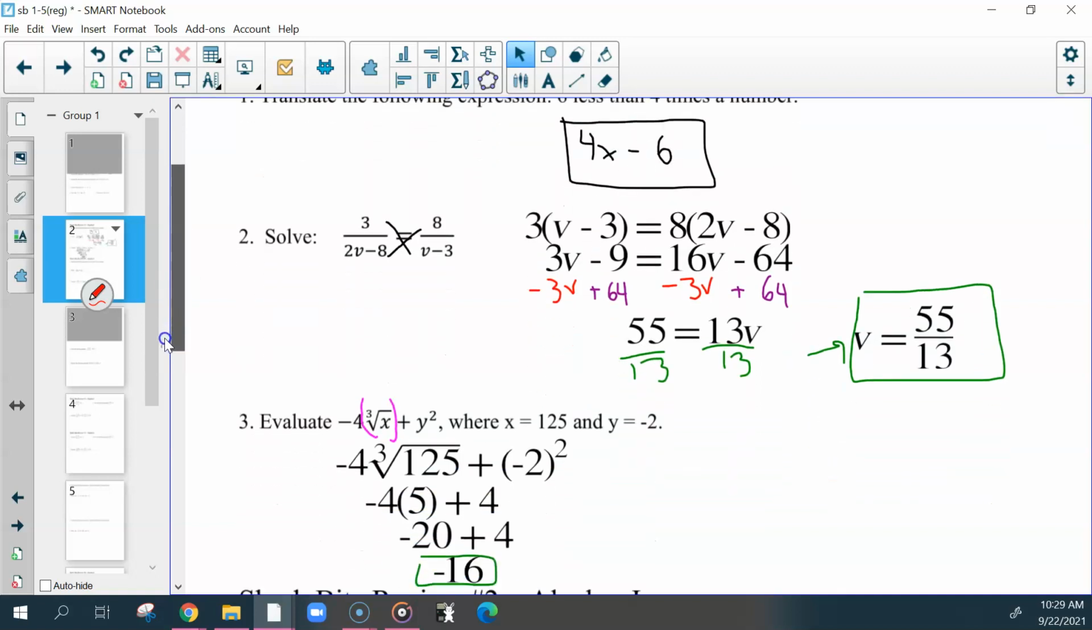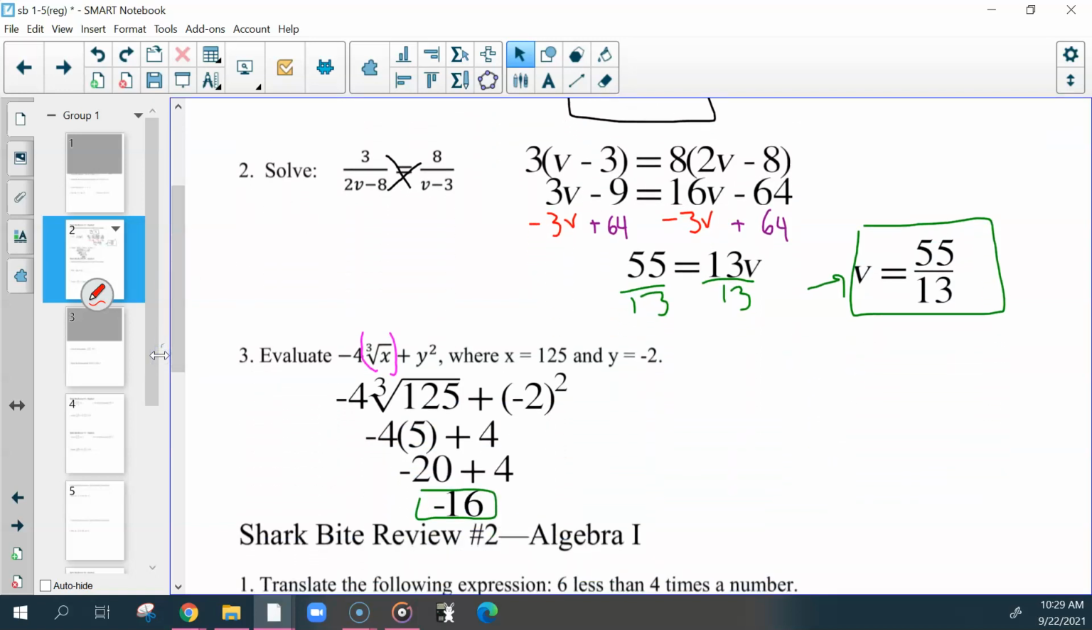And then number 3, you need to put both values in for x and y. This was a cube root, not a negative power. With these parentheses, if you continue to put parentheses around, that shows the separate parts. The cube root of 125 is 5. Negative 4 times 5 is negative 20. Add those together, and it makes negative 16.